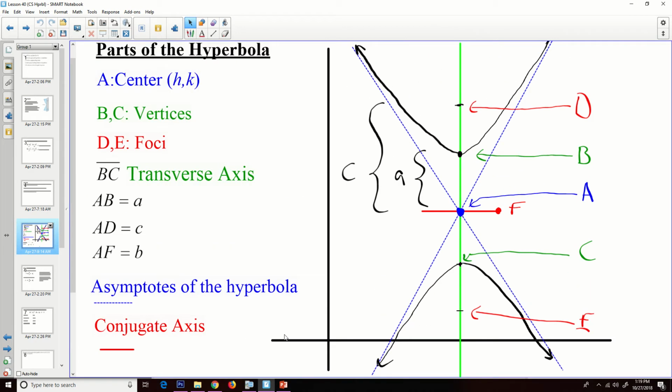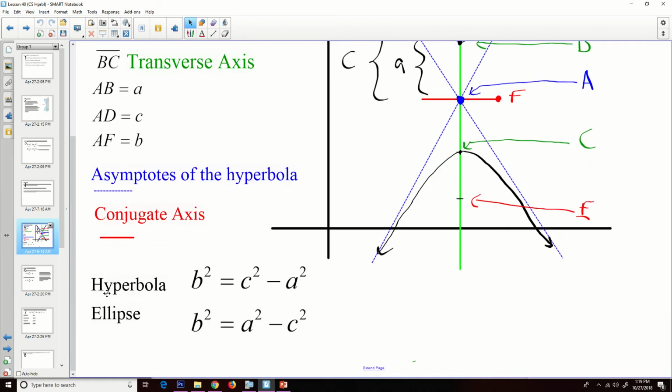And again, the reason that is true is because in an ellipse, C is actually closer to the center than the vertex. So if it were the same way for both, in a hyperbola, or excuse me, in an ellipse, when you did C minus A, you'd get a negative number, and we don't want to have that.